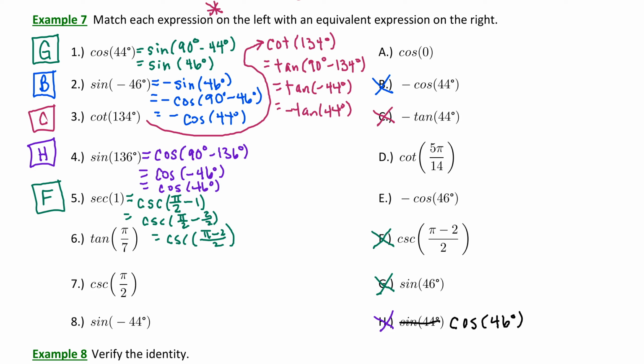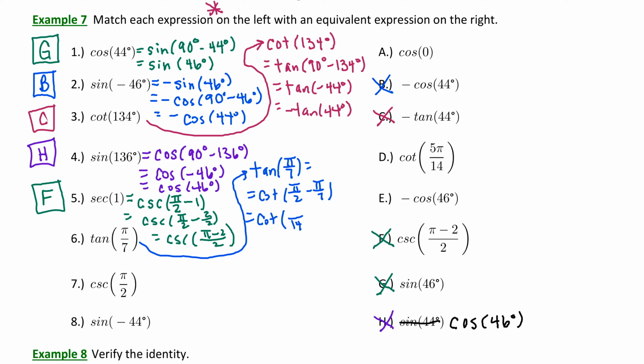Be sensitive to degrees and radians. Problem 6 is also in radians. Tangent of pi over 7 in terms of its cofunction is cotangent of pi over 2 minus pi over 7. To combine those fractions, we need a common denominator of 14. For the first fraction, if we multiply the denominator by 7, we'd multiply the numerator by 7.